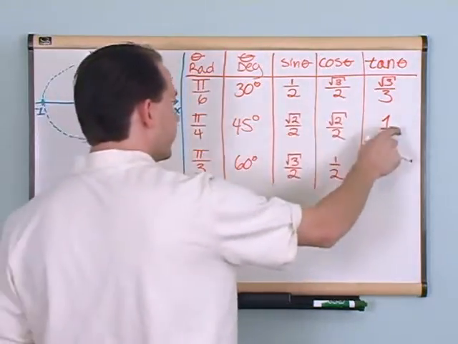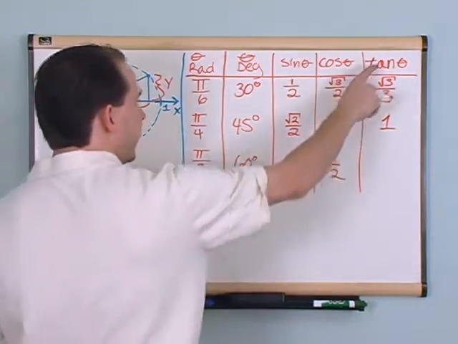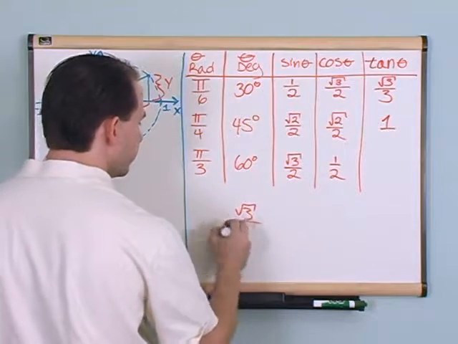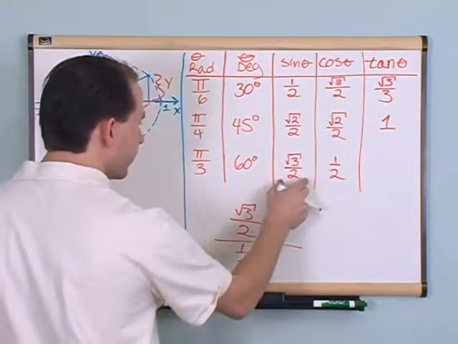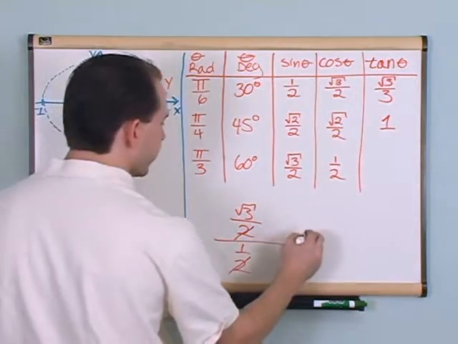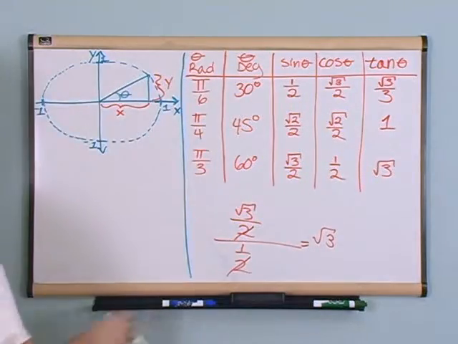Sine is this, cosine is this. It's equal to 1. Okay? And then tangent, again, sine over cosine is going to be square root of 3 over 2 over 1/2. These go out, so then you're left with square root of 3. So this is just equal to square root of 3.